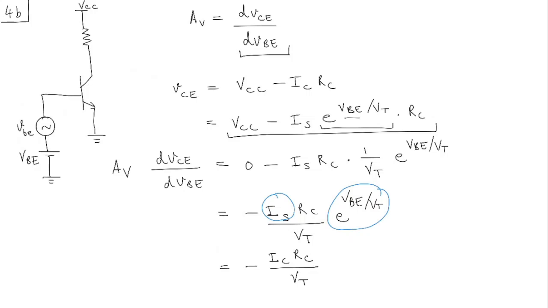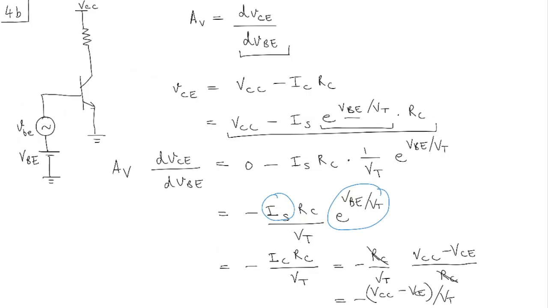Okay, and then you can write IC again in terms of VCE if you want. And so you get minus RC over VT, and IC can be written as VCC minus VCE divided by RC. So this RC and this RC cancel out, so your gain becomes minus VCC minus VCE divided by VT, right?